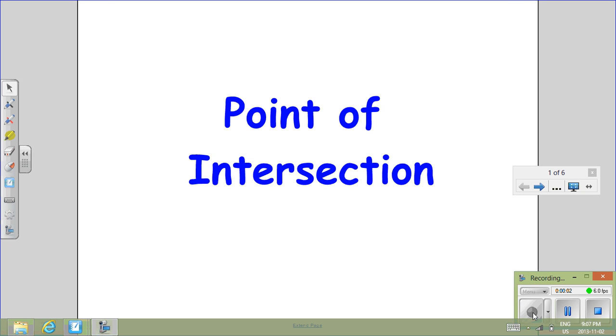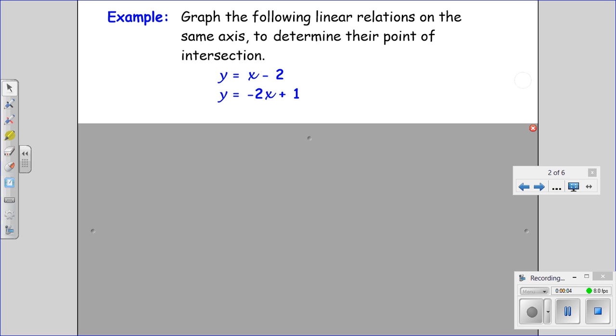Point of intersection. Graph the following linear relations on the same axes to determine their point of intersection. The first relation is y equals x minus 2. The second, y equals negative 2x plus 1.